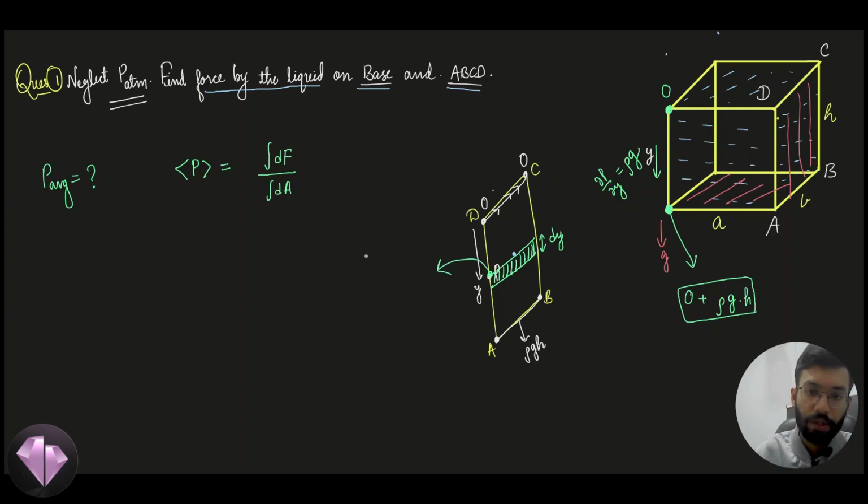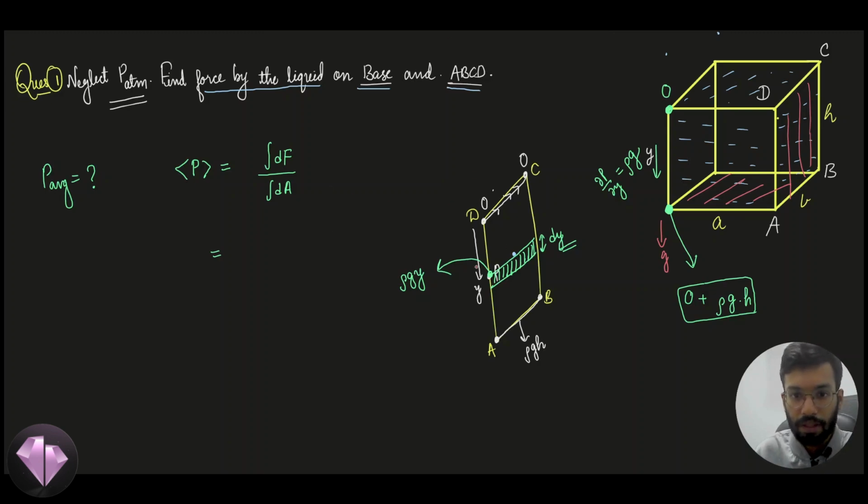Pressure at this point is because of the pressure gradient, rho g y, and we can assume that pressure to be constant throughout the small area of length dy. In such a small strip, we can assume it to be constant, and then we can integrate it to find the average pressure. So what is the small net force?